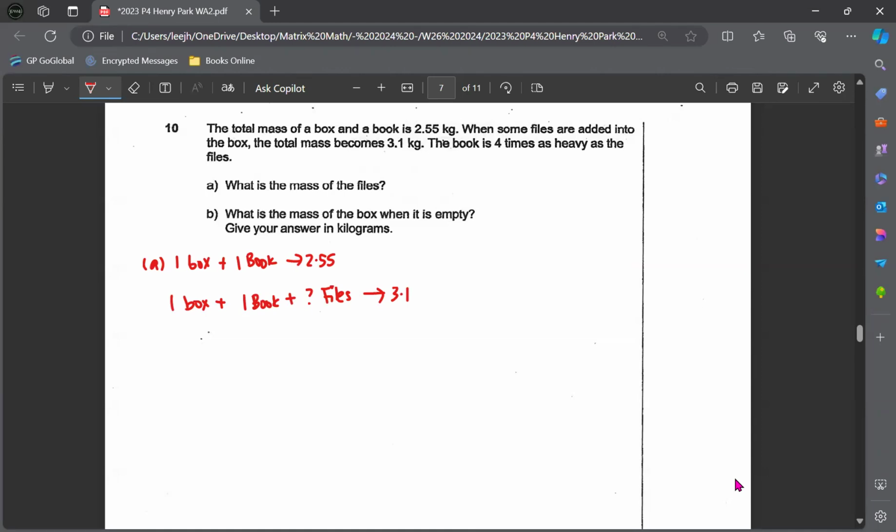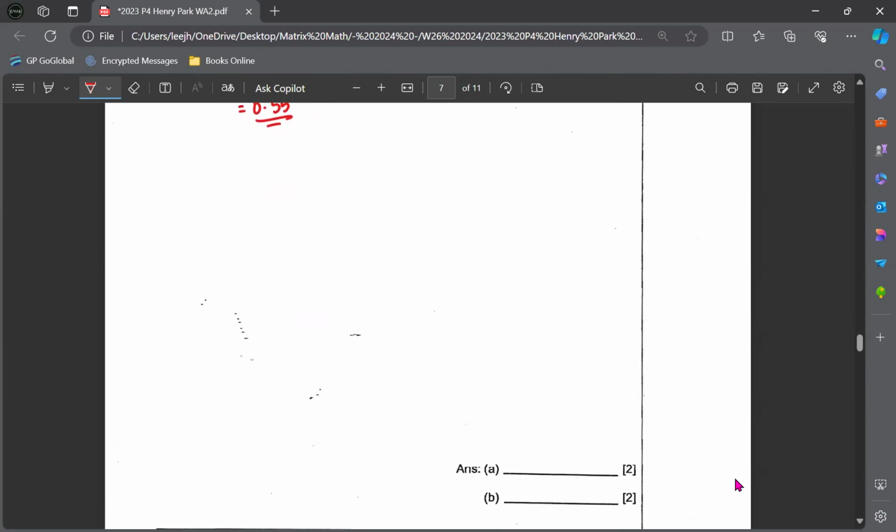So what is the mass of the files? You just minus to find out, okay? So you just take the files, I just write F, 3.1 minus 2.55. You will get 0.55 kg. Okay, so this is your answer for A. So remember to fill in 0.55 kg.